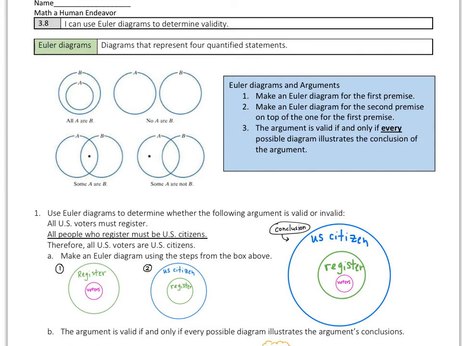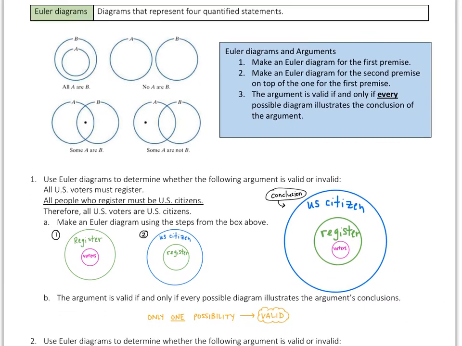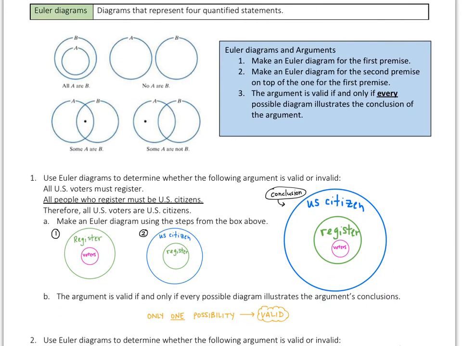So does this match the fact that all U.S. voters are U.S. citizens? Well, I have voters inside of the big U.S. citizen circle. So therefore, we could say that this is a valid argument because there's only one possibility to draw this Euler diagram.